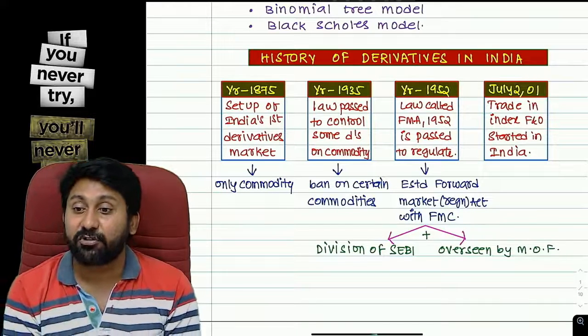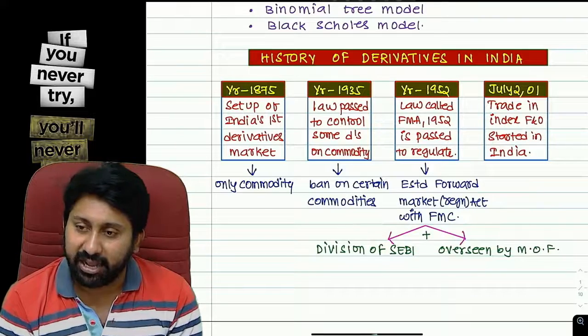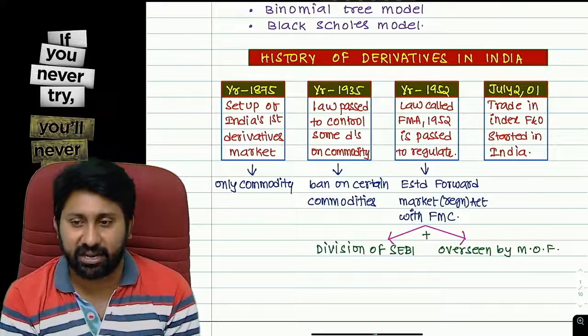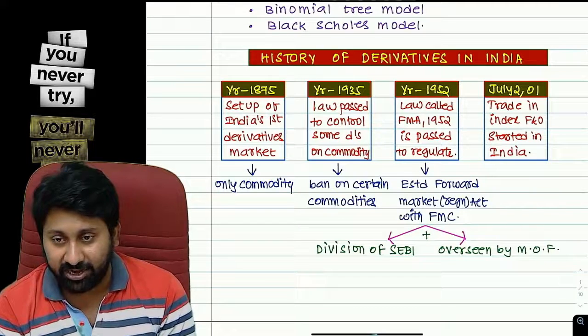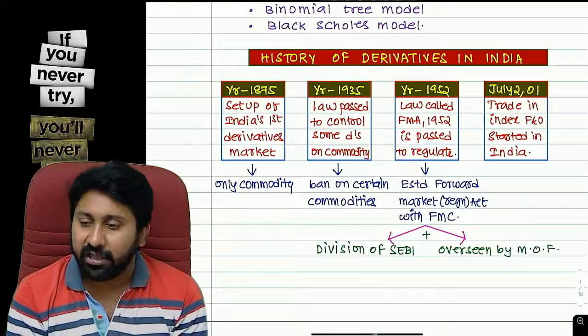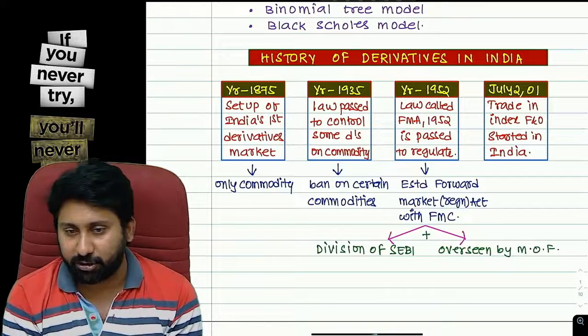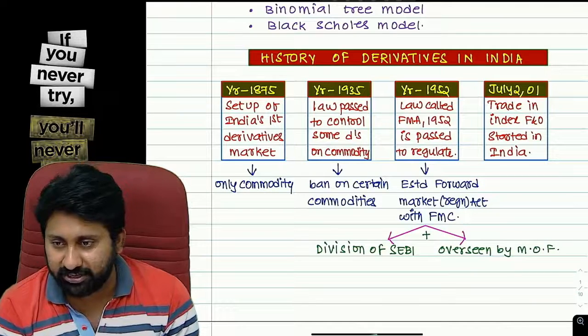July 2nd, 2001, trade in index futures and options started in India. From then we didn't turn back. India has become one of the biggest leaders in the derivative segment in the entire world. I'm not saying rank number one, but it stands within the first 5 ranks in the entire world in the derivative segment, because of the index futures and options that started way back in 2001.